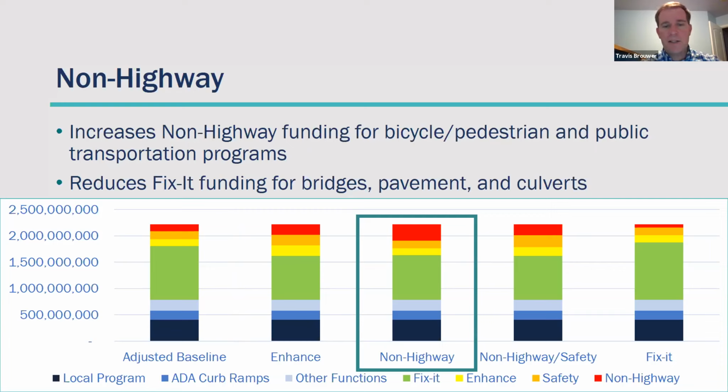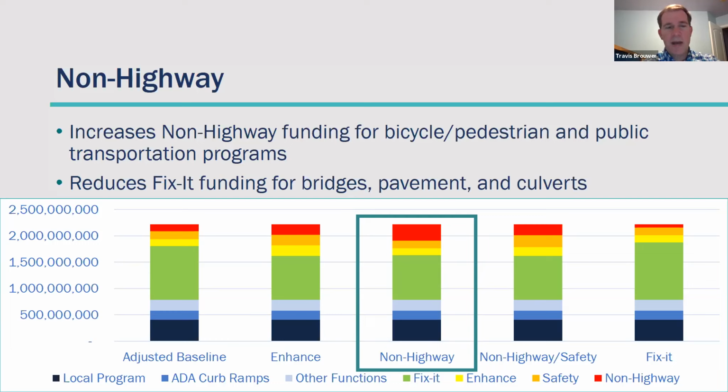The second scenario that we're proposing to the commission is the non-highway scenario. What this does is it about doubles the amount of non-highway funding that would be included in the STIP for bicycle, pedestrian, and public transportation programs, as well as transportation options. One of the things I should note is that as we look at the non-highway category overall, only a very small sliver of the non-highway funding that flows through ODOT actually is included in the STIP. Most of the programs that are funded in the non-highway area are actually outside the STIP.